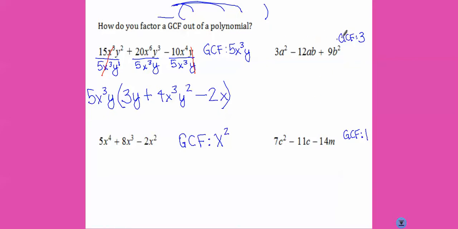Let's try another one. Here our GCF was 3, so we're going to divide each term by 3. Since our GCF is just a number, the variables aren't going to change, just the numbers are. So our GCF goes out front. 3 divided by 3 is 1, a squared. Negative 12 divided by 3 is negative 4, a b. Plus 9 divided by 3 is 3, b squared.